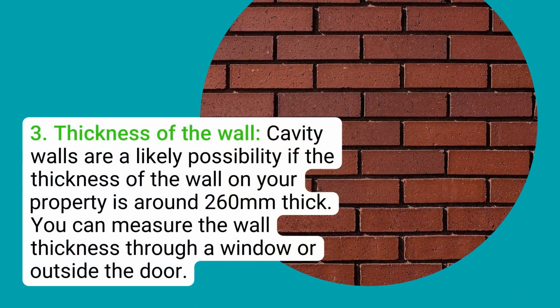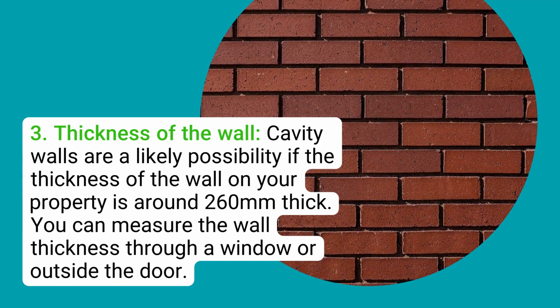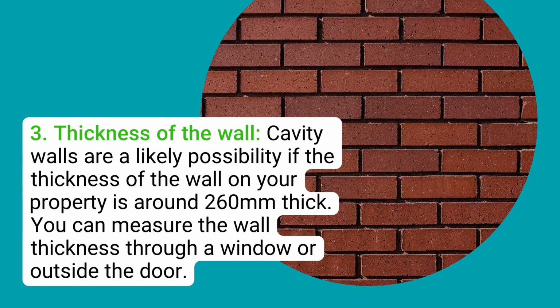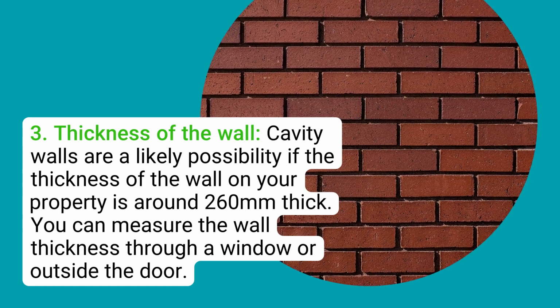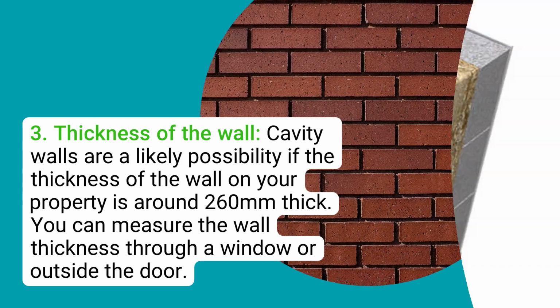3. Thickness of the wall. Cavity walls are a likely possibility if the thickness of the wall on your property is around 260 millimeters thick. You can measure the wall thickness through a window or outside the door.